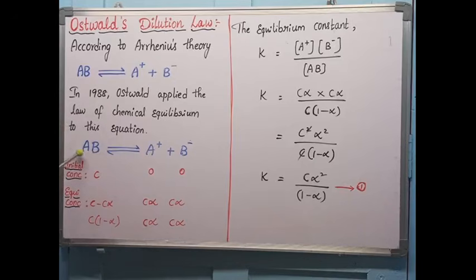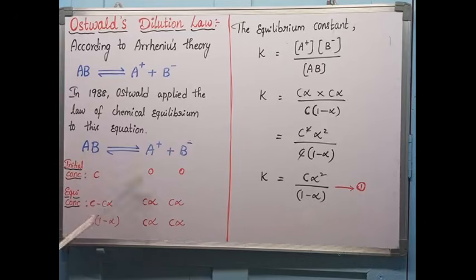We are taking the same equation and applying the law of chemical equilibrium. Initially the concentration of electrolyte is C and the products' concentration is 0. At equilibrium, what happens? There is a decrease in the reactant concentration and an increase in the products' concentration. This decrease can be indicated with C minus C alpha. C alpha molecules of electrolyte are getting decreased.